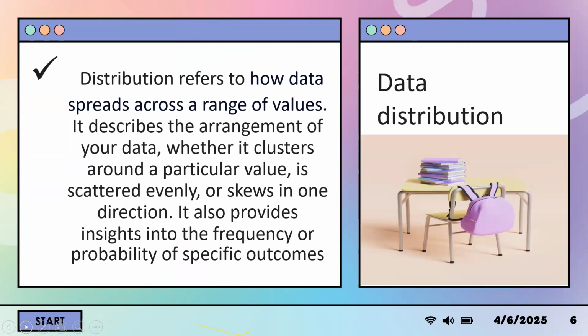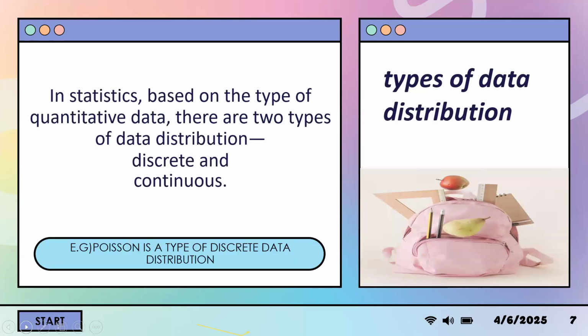Now, what is data distribution? Distribution refers to how data spreads across a range of values. It describes the arrangement of your data, whether it clusters around a particular value, is scattered evenly, or skews in one direction. It also provides insights into the frequency or probability of specific outcomes that we are supposed to measure. Now, what are the types of data distribution?